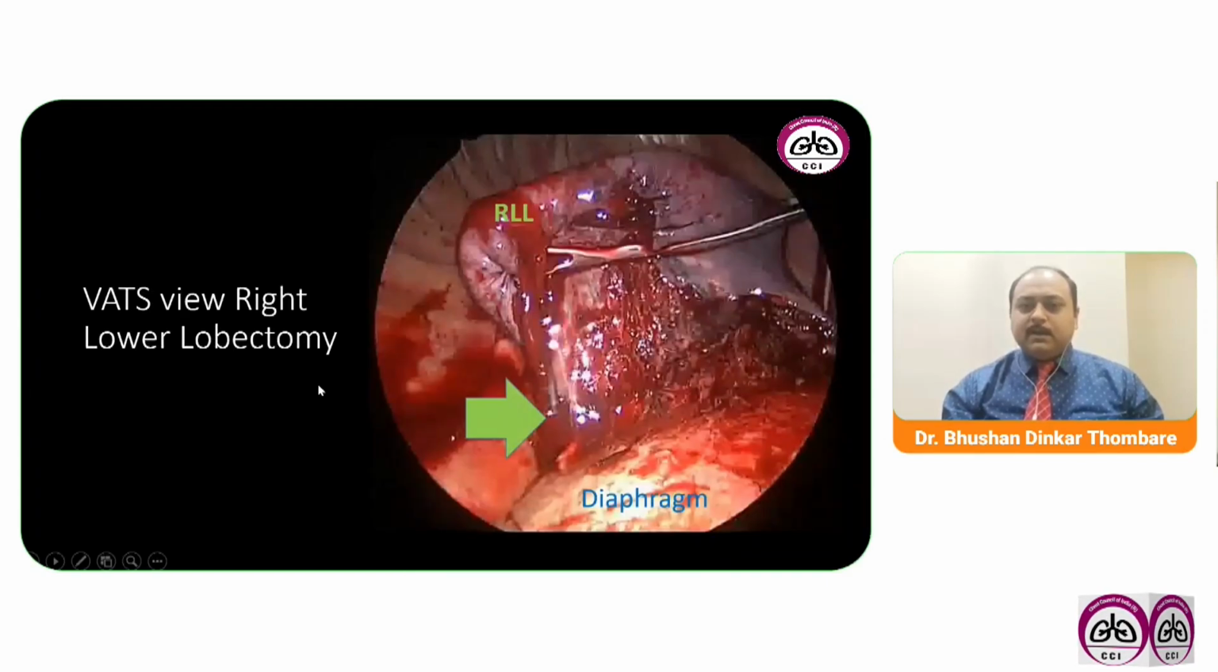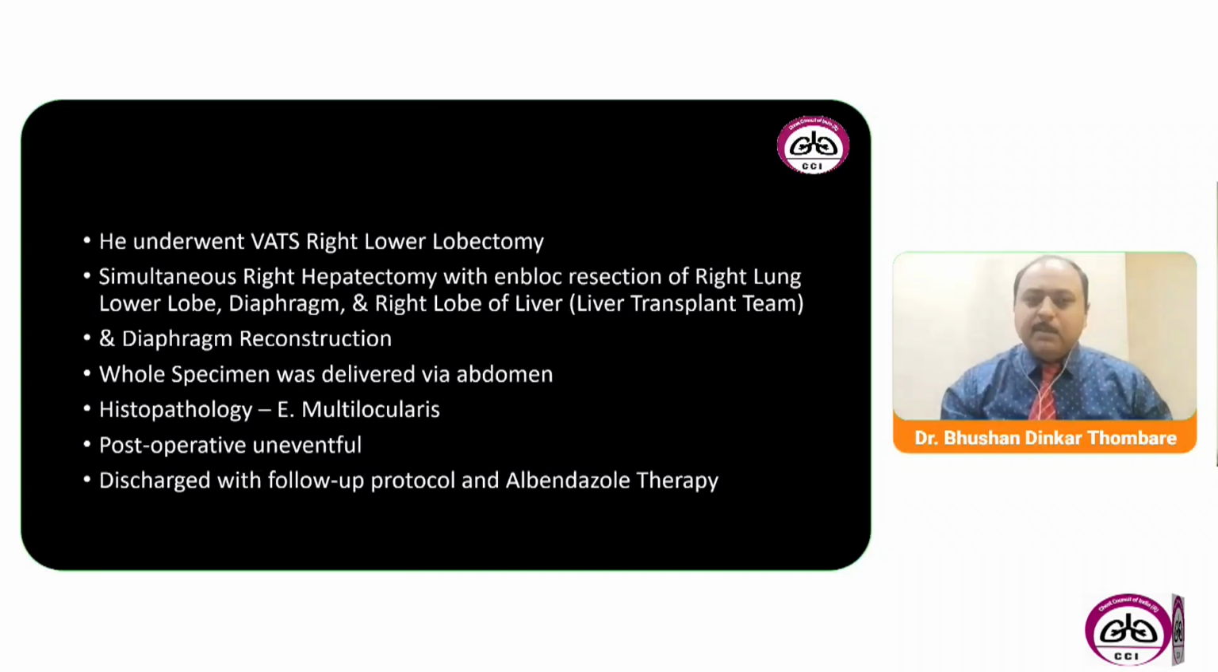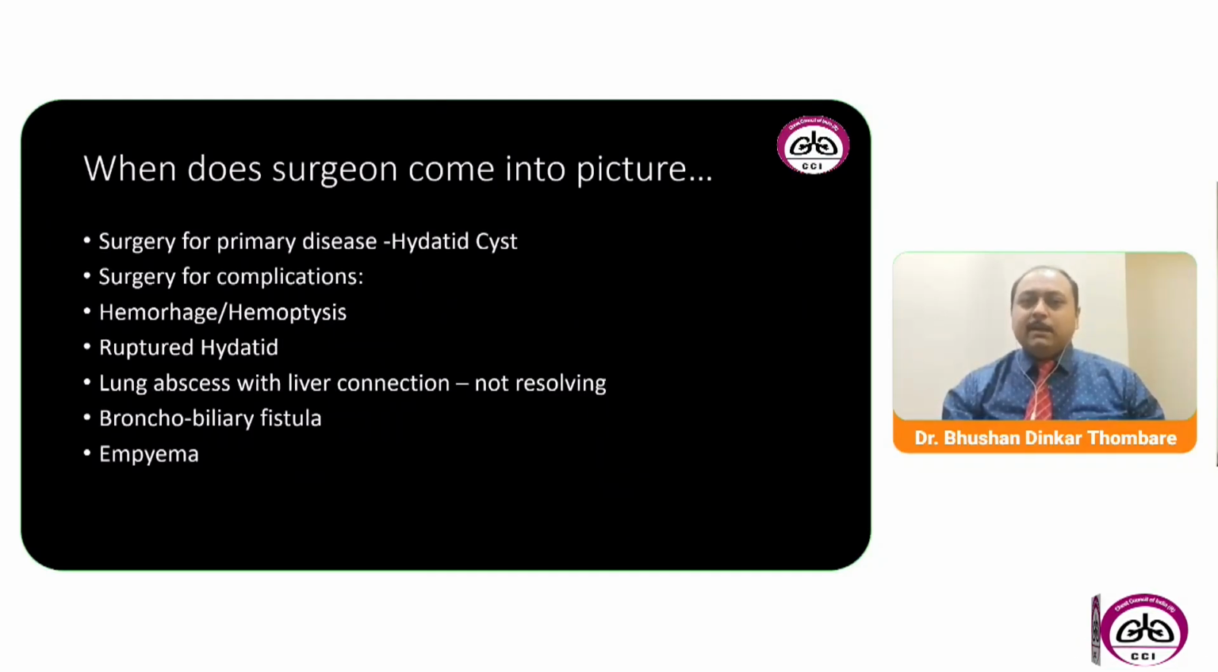After preoperative optimization, he underwent a combined procedure where we did right lower lobectomy, and simultaneously the GI or the liver team did the right hepatectomy, with en bloc resection of the right lung lower lobe and the diaphragm. The diaphragm was reconstructed. The whole specimen was delivered via the abdomen. The histopathology revealed Echinococcus multilocularis. The postoperative period was uneventful. The patient was discharged with follow-up protocol and albendazole therapy.